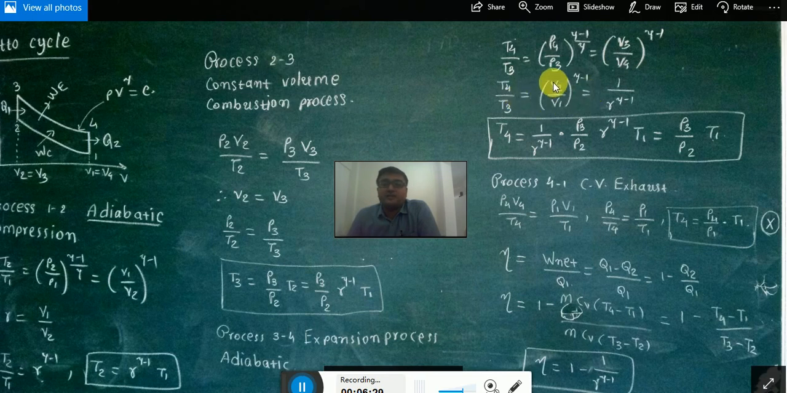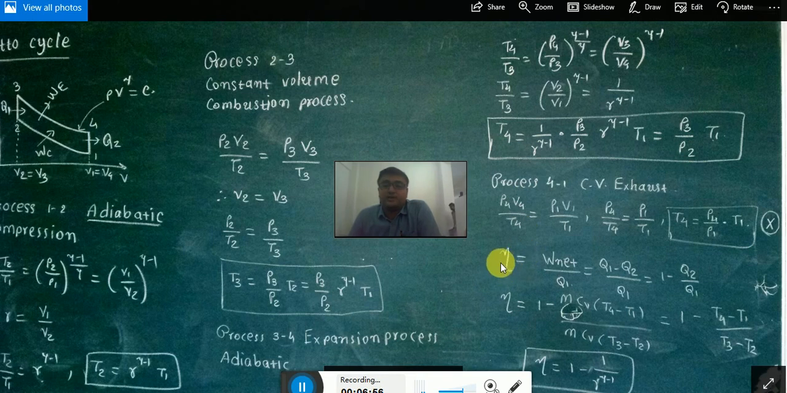So it is the inverse of the compression ratio, 1 upon r raised to gamma minus 1. So T4 is equal to 1 upon r raised to gamma minus 1 into T3. T3 is nothing but P3 by P2 into r raised to gamma minus 1 into T1. So r raised to gamma minus 1 cancels out, and the remaining equation is P3 by P2 into T1.